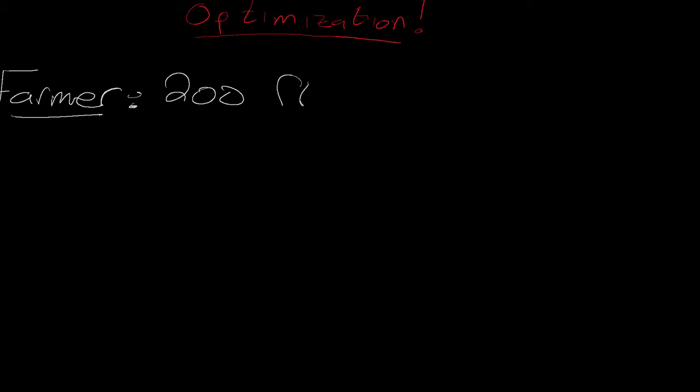So we're going to do some optimization. The idea is that we have some constraints and we want to optimize a variable. For example, let's say that you are a farmer and you go into your shed and you see that you have 200 feet of fence.